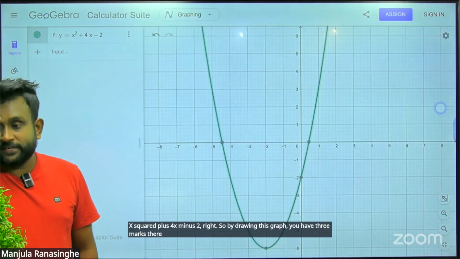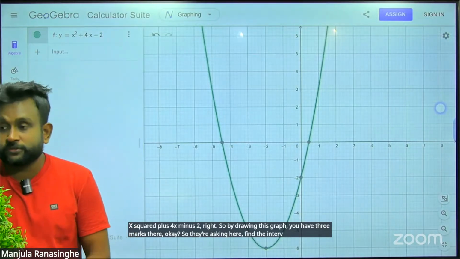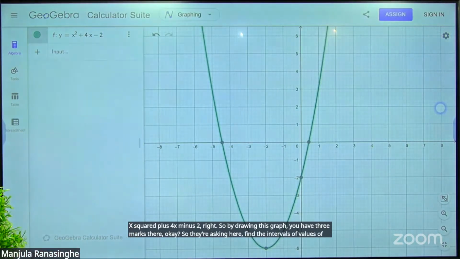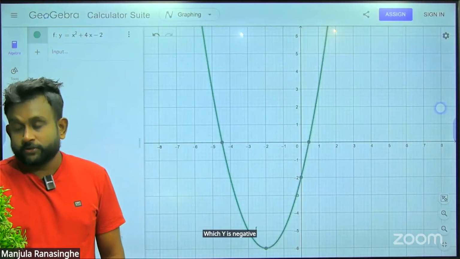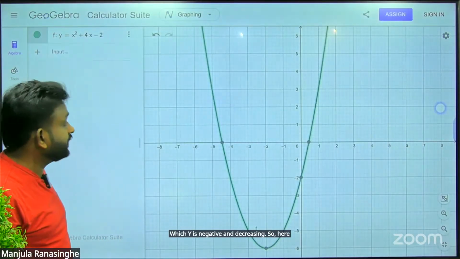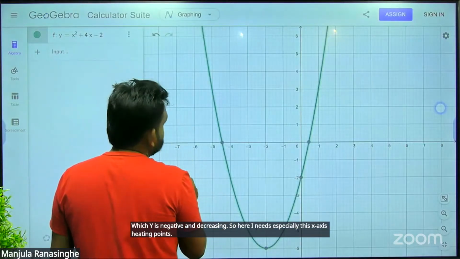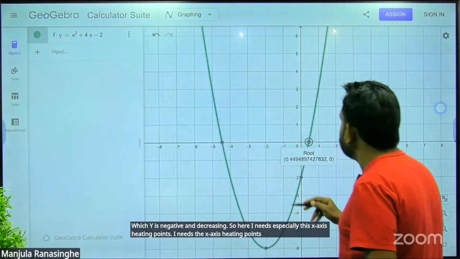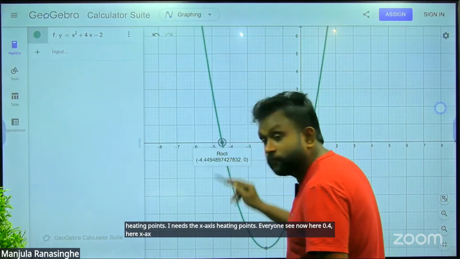So they're asking here, find the intervals of values of x for which y is negative and decreasing. Here I especially need the x-axis hitting points. I need the x-axis hitting points. Everyone see now, here 0.4, and here the x-axis hitting point is negative 4.4.